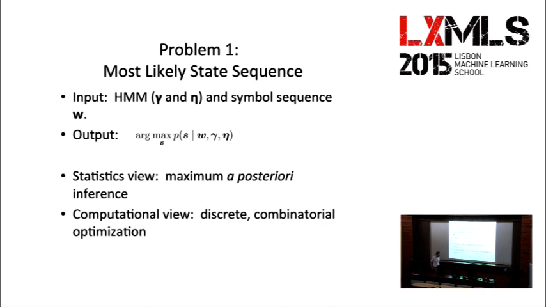If I want to talk like a statistician and I want to use fancy words, I would call this the maximum a posteriori sequence. It's sometimes called MAP inference, maximum a posteriori, most probable in the posterior. If I am a computer scientist, then the way I'm going to look at this problem is that I'm solving a discrete combinatorial optimization problem.